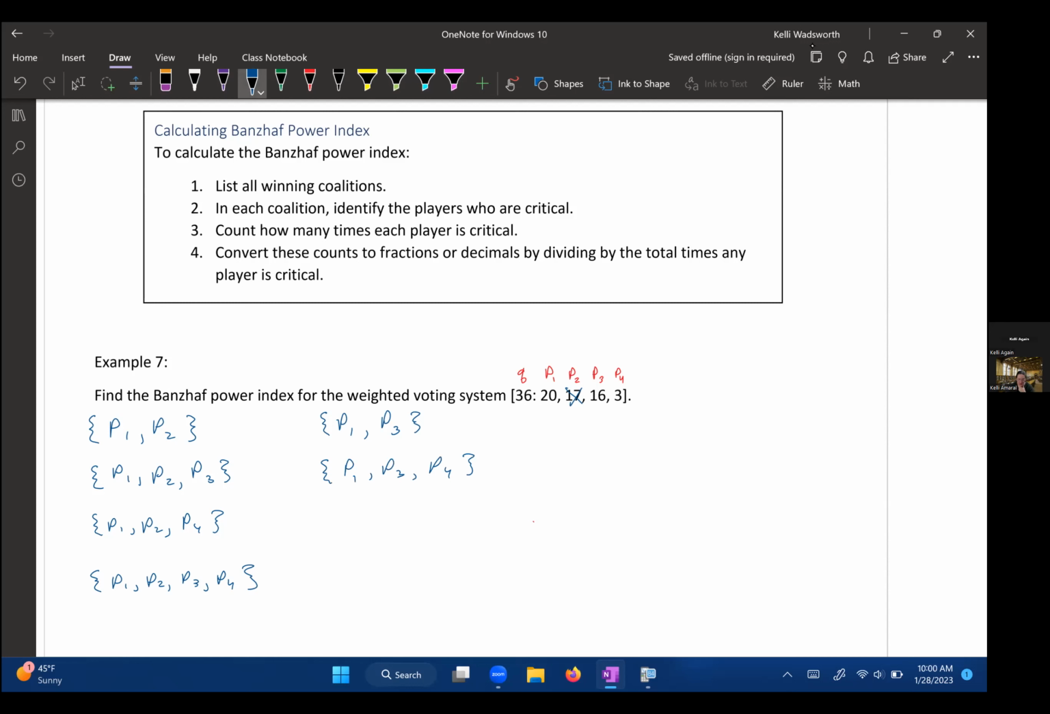All right. Now you could think about what we've just done as listing all the winning coalitions that contain player 1 and player 3 that we haven't already listed. Okay. Yes, that's true.